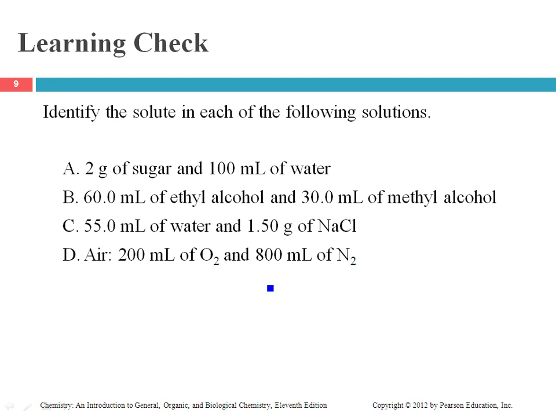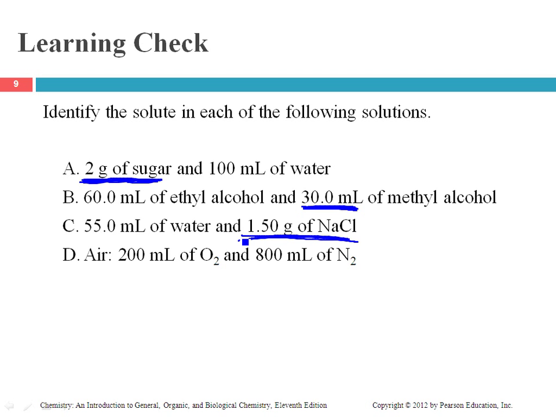Let's go through and identify the solute in each of the following solutions. We have 2 grams of sugar and 100 mL of water. Our smaller amount here is the sugar. It's going to be dissolved by the water, so the sugar would be the solute. We have 60 mL of ethyl alcohol and 30 mL of methyl alcohol. This is the lesser of the two, our solute present in the smallest amount. We have 55 mL of water and 1.50 grams of sodium chloride. Sodium chloride is going to be our solute that dissolves in the water.